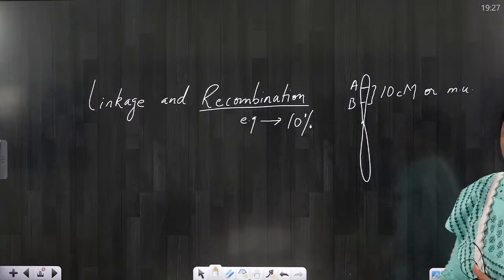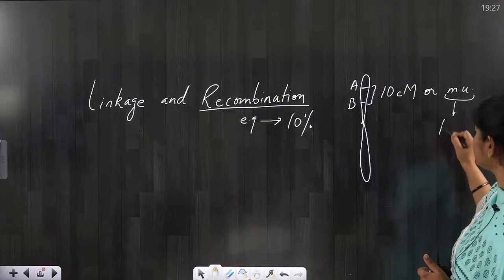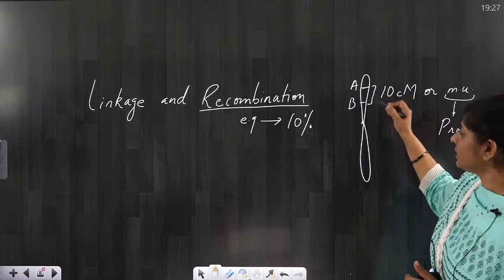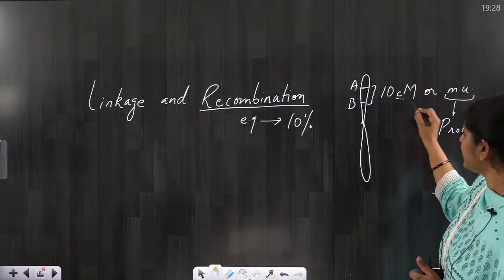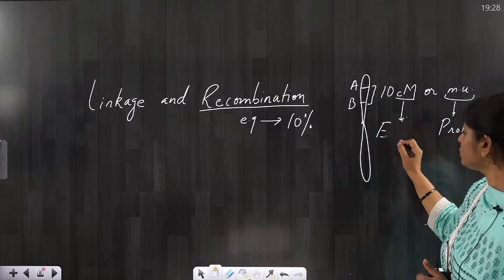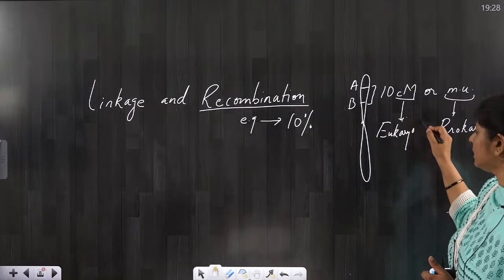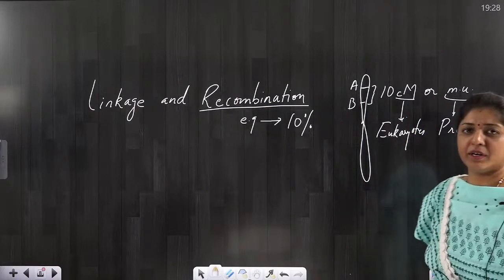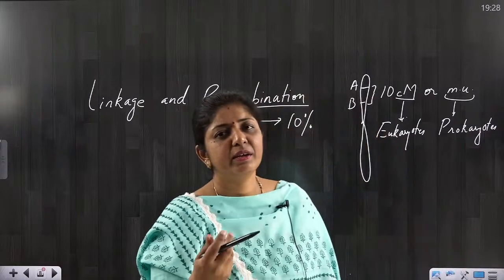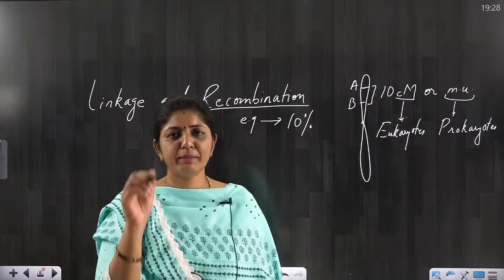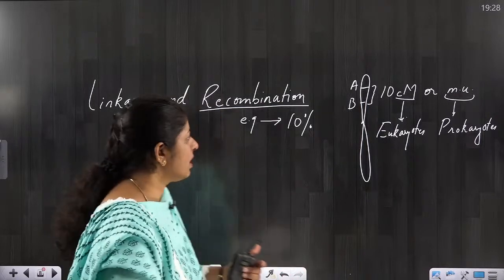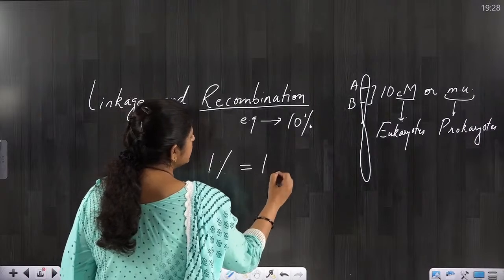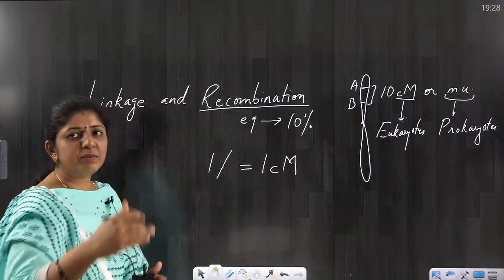Simply convert the recombination percentage given into centimorgans, or map units. Actually we use map units in the case of prokaryotes to express the distance between genes, and centimorgans in the case of eukaryotes. Usually the trend is like that. And in centimorgan, c should be small and M should be capital, because the capital M represents the name of the scientist, right? So can I say 1% of recombination is equal to 1 centimorgan, the distance between genes?